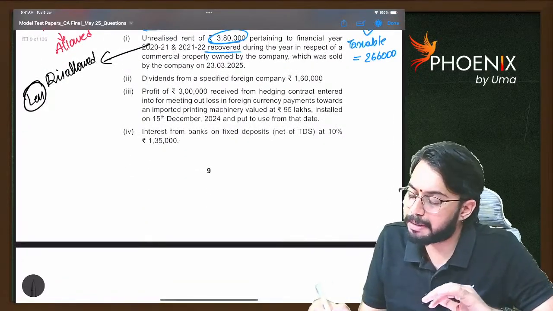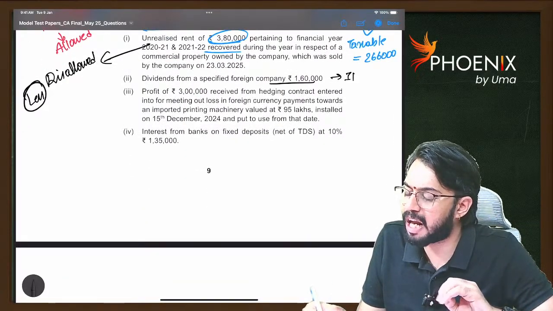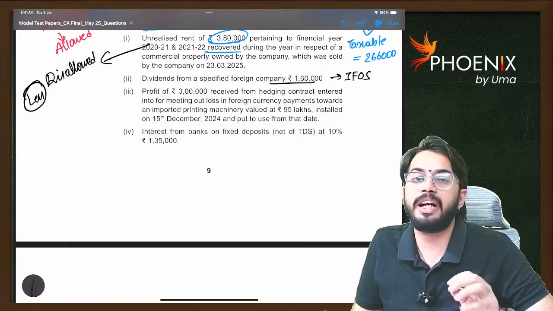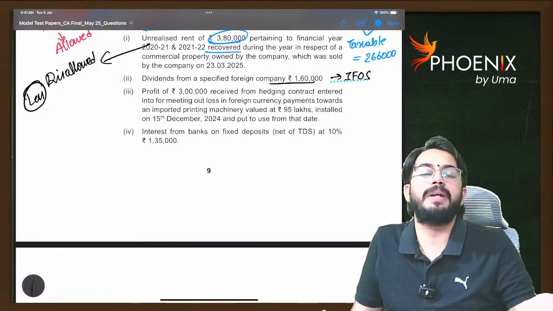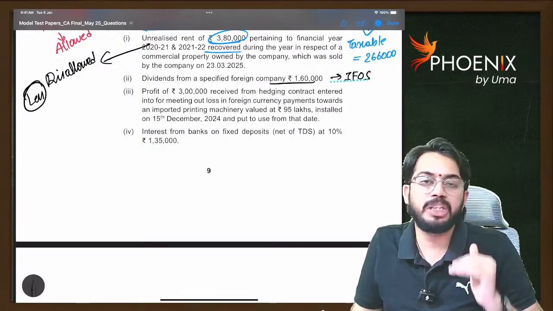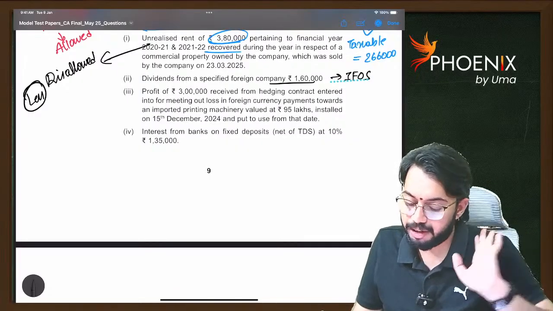Next, dividend from specified foreign company. This is taxable under IFOS. Now, it should not be credited to P&L account, but it is credited to P&L account. Now, while calculating PGBP income, we will disallow it.